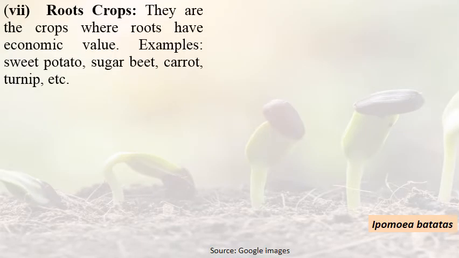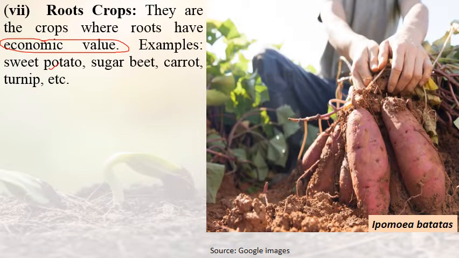Next comes root crops. They are the crops where roots have economic value. It means we use the root portion of the plant for its nutritional value and other purposes. We have some examples like sweet potato, and its botanical name is Ipomoea batatas. It is a member of the family Convolvulaceae.